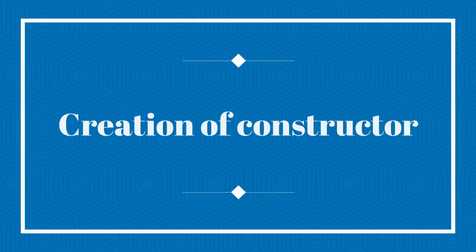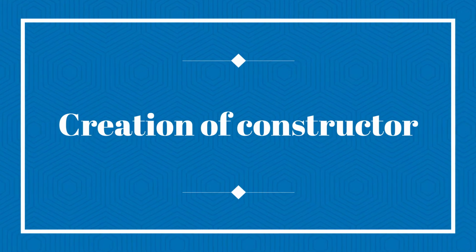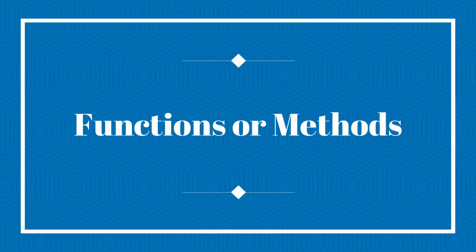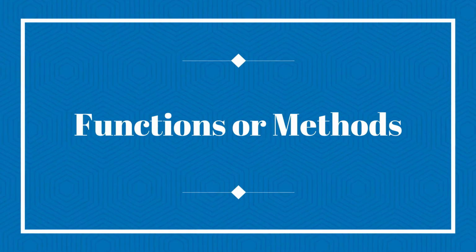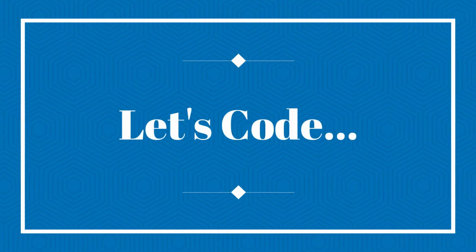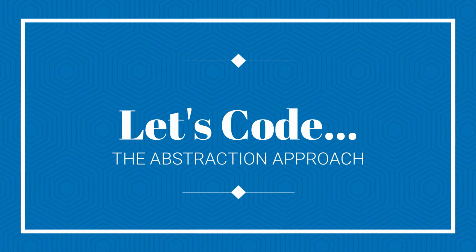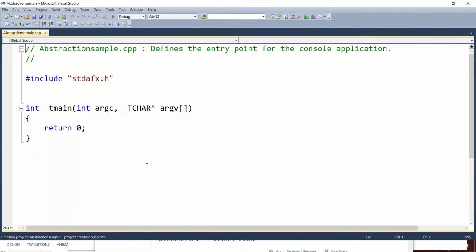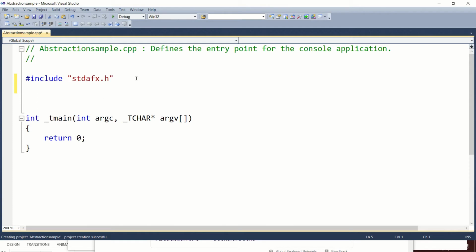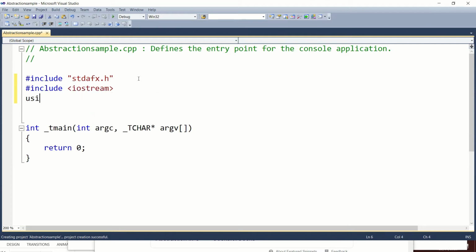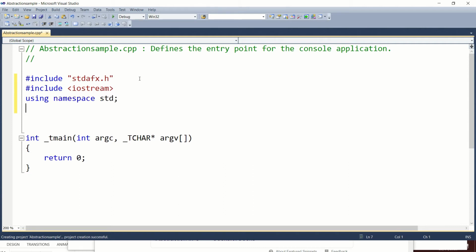We will create a constructor to initialize our object, and the methods or functions for the computation of the fees and to display the computed total fees. So let's do the coding of how to write an abstraction approach in object-oriented programming. To start with, we need to include the library iostream, followed by using namespace std, or standard, for our cin and cout.